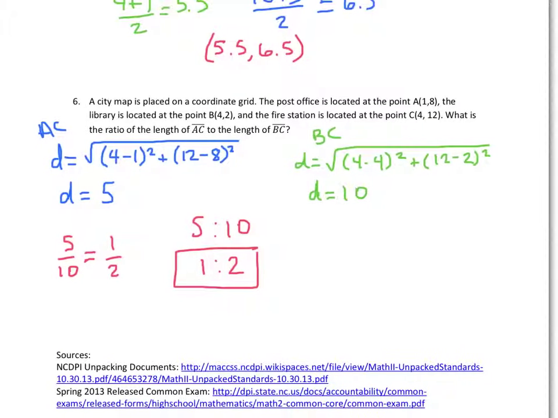And for number 6, found the distance from AC and the length of BC, so the distance from A to C and the distance from B to C, and then comparing them, 5 to 10 simplifies to 1 to 2. So the ratio of the length of AC to the length of BC is 1 to 2.